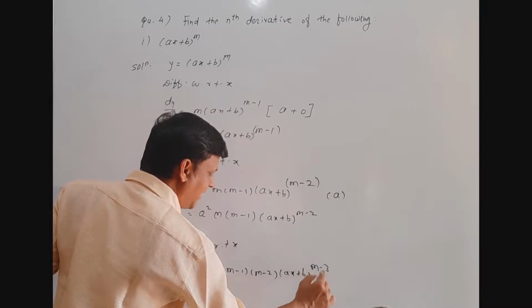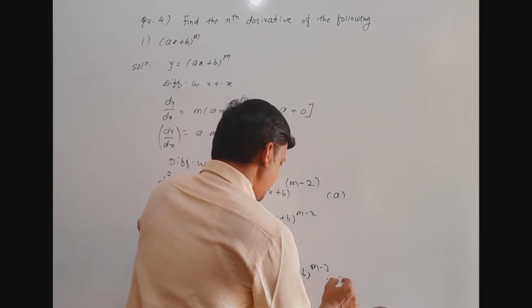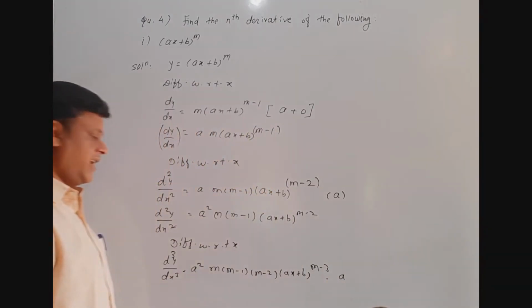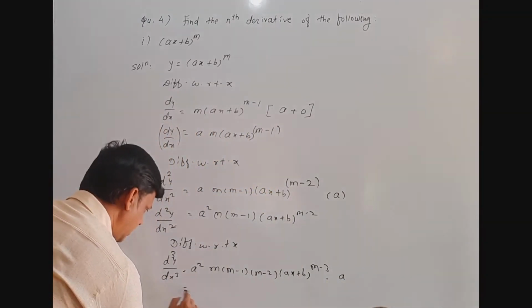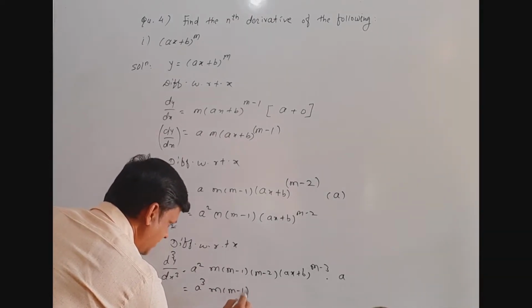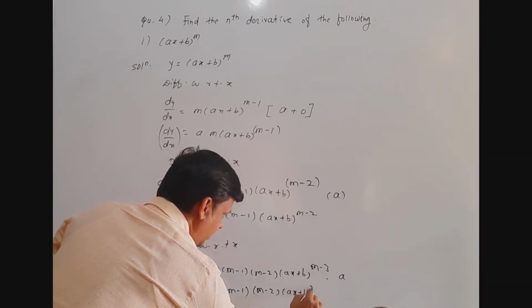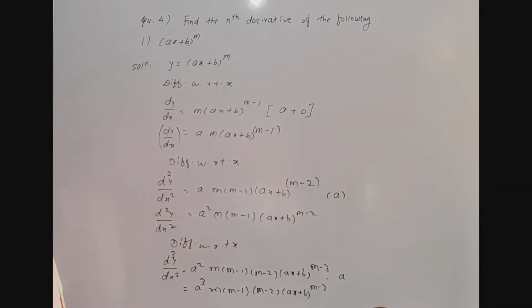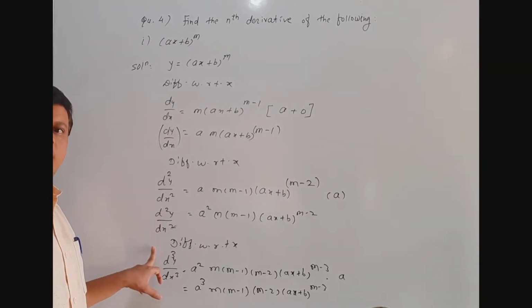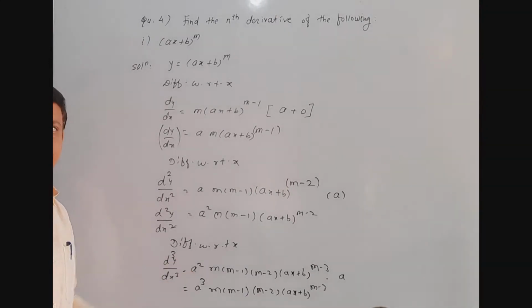So we get here m minus 3, into again derivative of this ax plus b. So we write the derivative of ax plus b as a. So here we get d3y by dx3 as a cube into m, m minus 1, m minus 2, (ax + b) raised to the power m minus 3. Now if you observe this third order derivative, from this we write the nth order derivative by replacing this 3 by n.